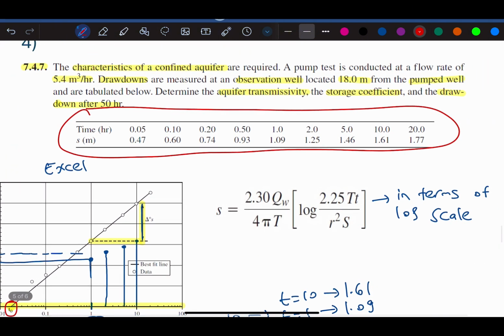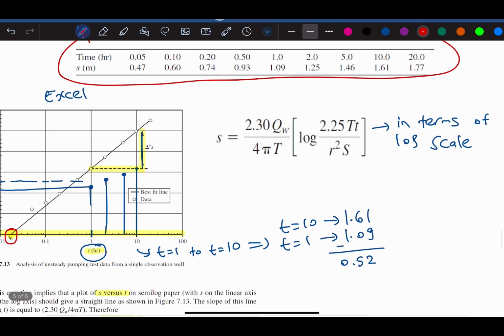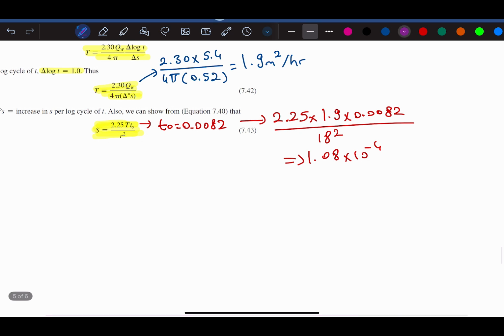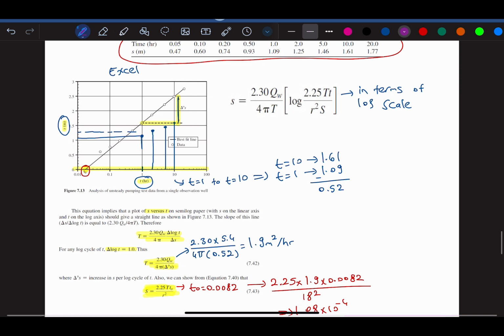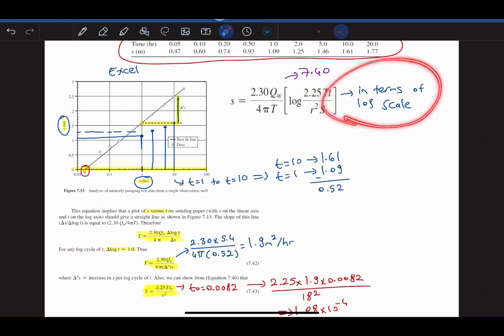And in the question, it says we need to find the drawdown after 50 hours. So for drawdown, we can use equation 7.4. So drawdown is equal to, and 7.4 is here. This is a drawdown equation for log scales.